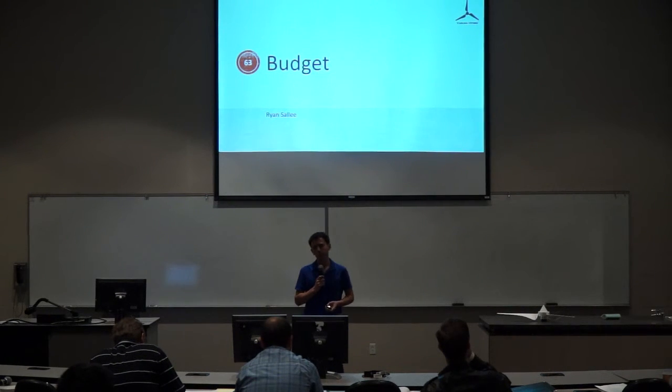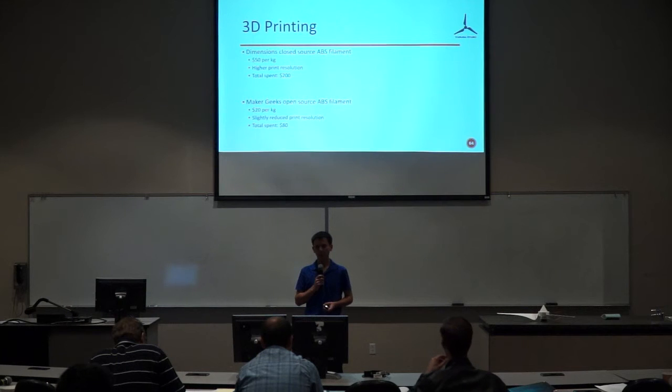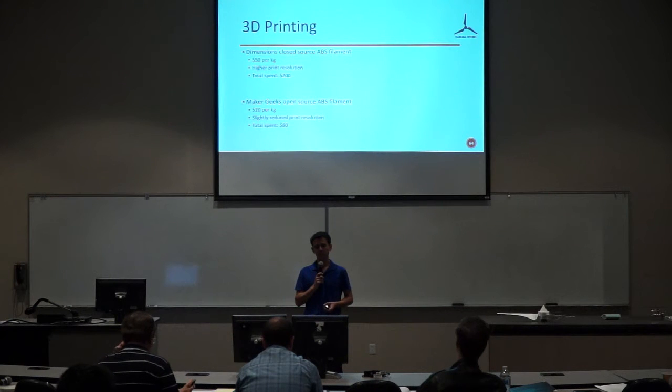And for our budget, our 3D printing costs included two types of 3D printing. One is the Dimension printers, which uses a closed source ABS and is more expensive, but prints with a higher resolution. That is used for the blades. And we are also using an open source ABS that is less expensive for the nacelle and hub because we do not require such a high resolution for those parts, and we can save money that way.